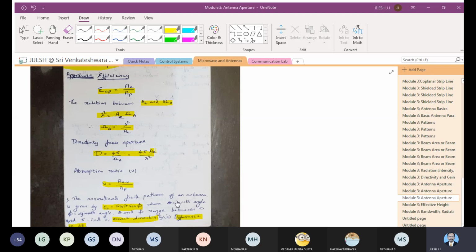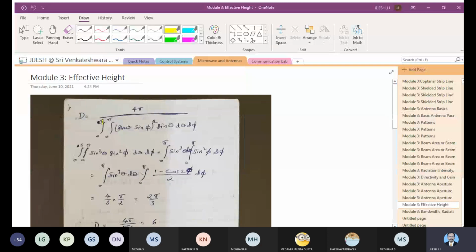So we got En is equal to sine theta sine phi. Let us find out the directivity. So we know the equation for directivity. What is the equation for directivity? 4 pi divided by integral of 0 to 2 pi, 0 to pi, sine theta sine phi.